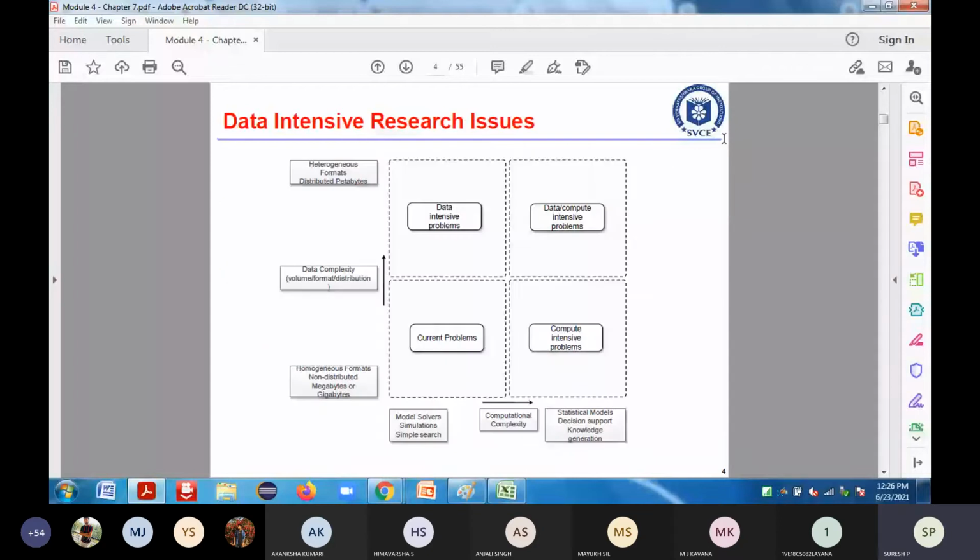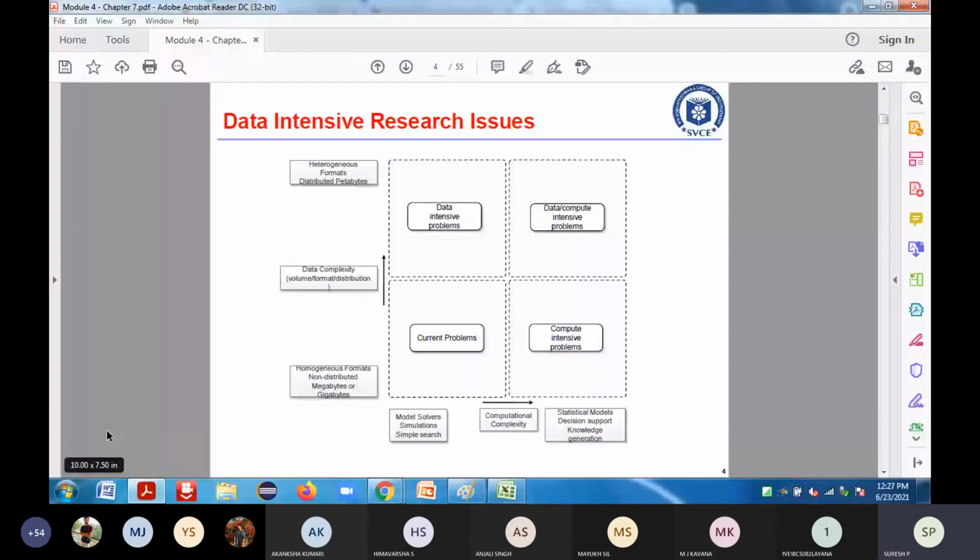What are the different issues in data intensive research? First is the heterogeneous format, because on the web you have a huge amount of data, either structured, semi-structured, or unstructured. So whenever you deal with this, the volume of data has to be taken into consideration, and the format has to be taken into account.